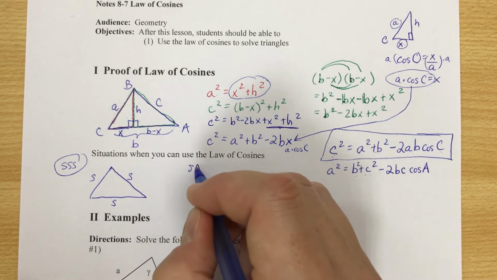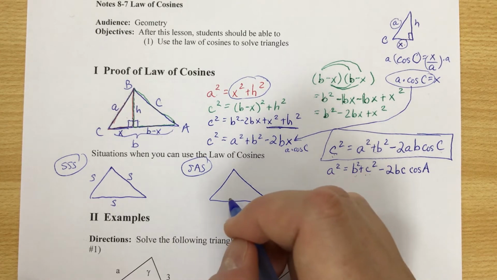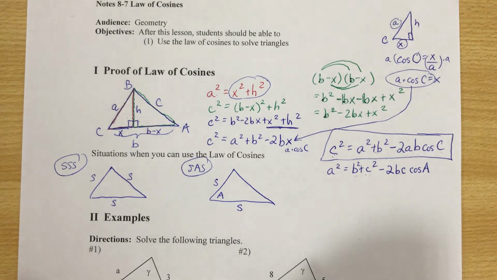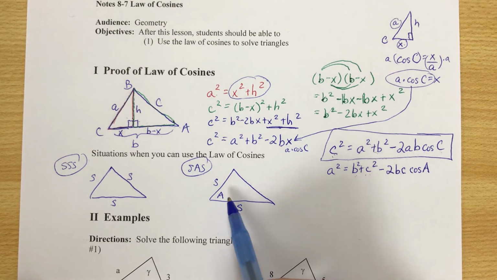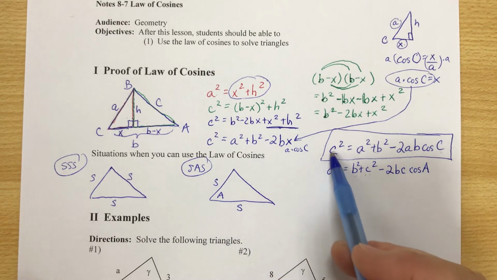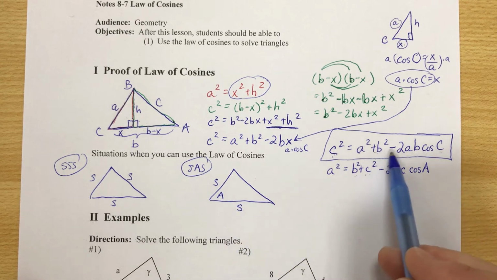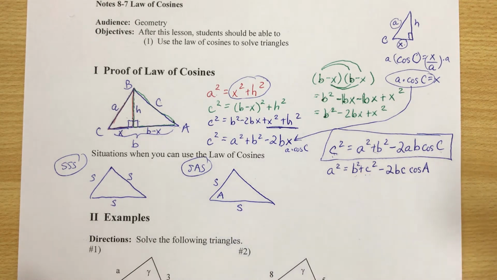And the other one is side angle side, which also works. So if I have side angle side, what I'm missing is the third side. This piece I'm missing would be my c squared. This is c, these are my a and b, minus 2 times ab times the cosine of this angle.